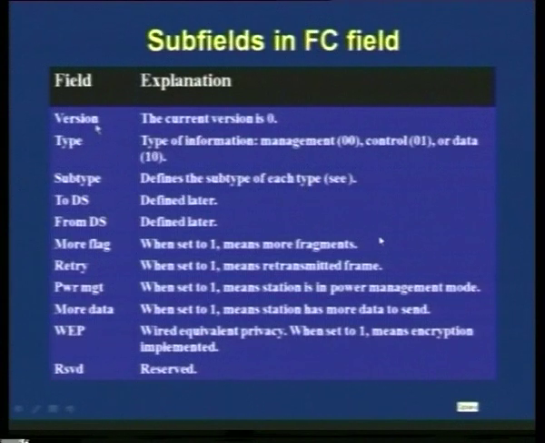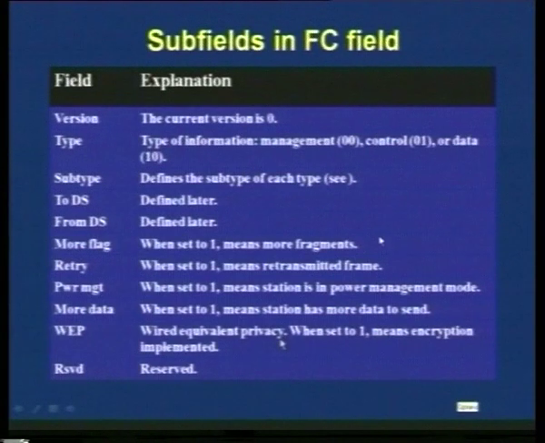The subfields in the frame control field are like this. It will contain the current version, information about whether it is a management frame, a control frame, or a data frame, and then there are subtypes which tell you whether it is going to the distribution system or coming from the distribution system, whether more fragments are going to follow this particular frame, whether this is a retransmitted frame, whether it is a power management frame, whether more data will be sent, whether it uses the wired equivalent privacy for security and so on.